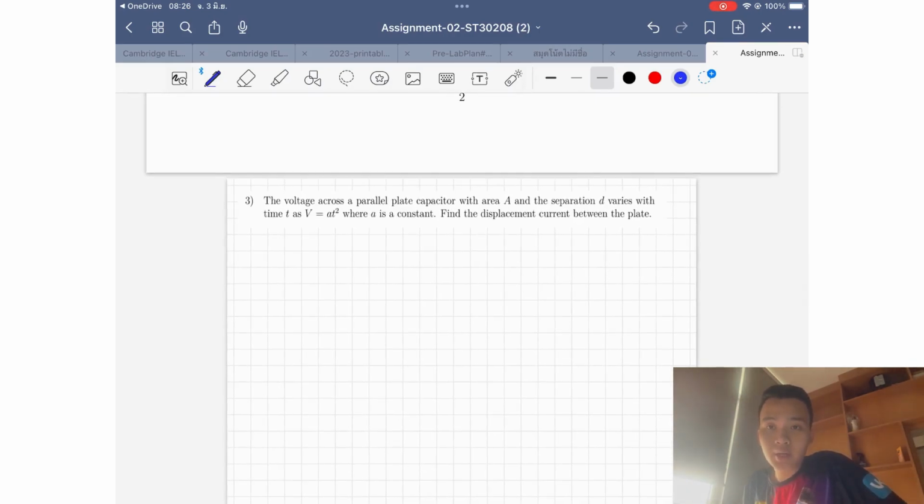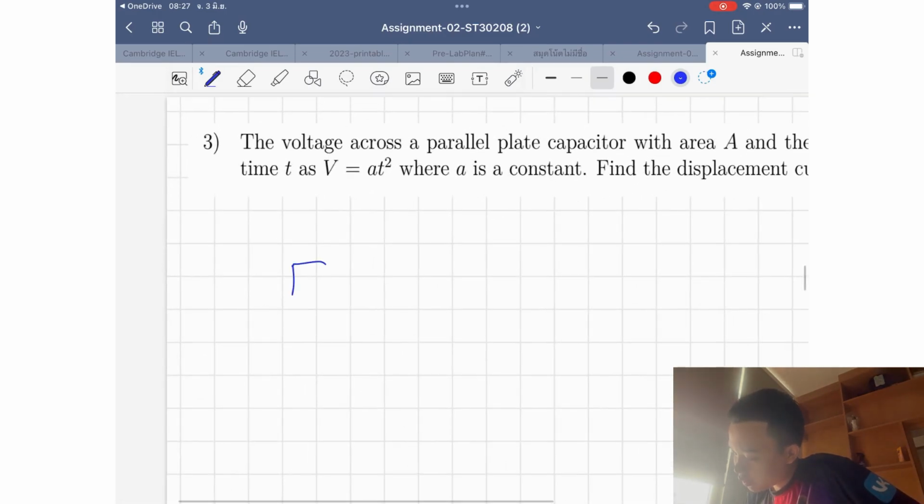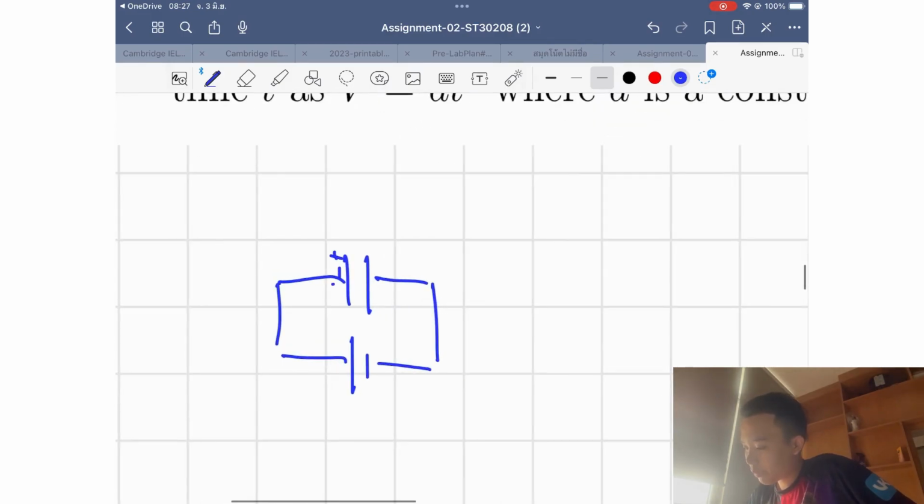The displacement current is a current produced by the rate of change of the electric displacement field. It's different from the conduction current in that there is no actual movement of electrons. Okay, and now I'm going to draw a simple circuit involving the capacitor. So this one is the capacitor.